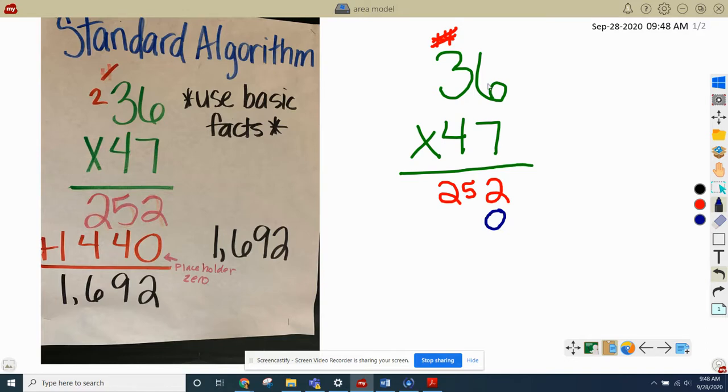Then we're going to multiply 6 times 4 is 24, put a 4, carry a plus 2. Then 3 times 4 is 12 plus 2 is 14. These are called partial products. Just like with the box, these are part of the whole product, so we're going to add them together for our answer.